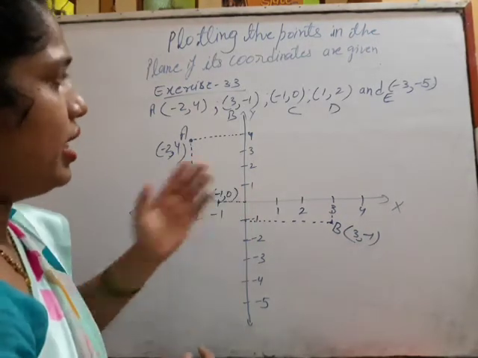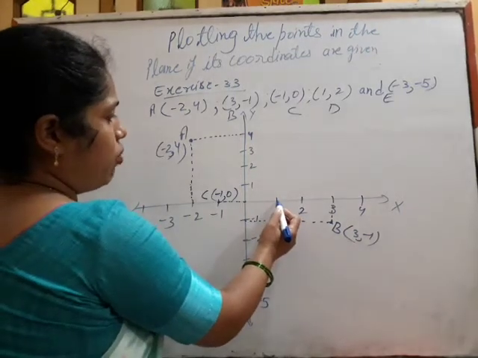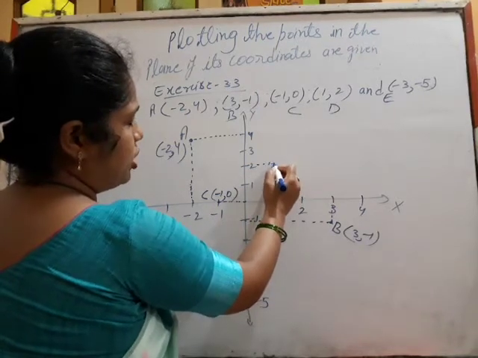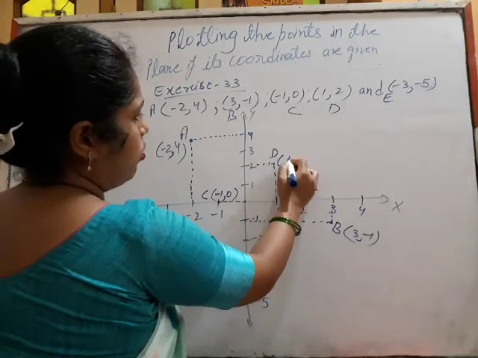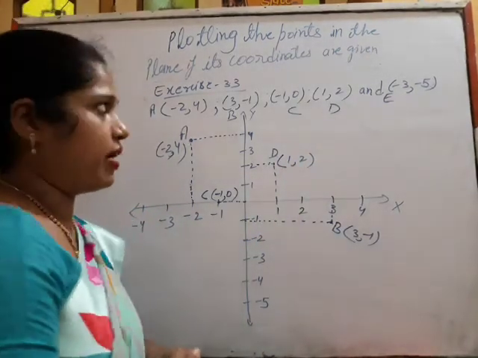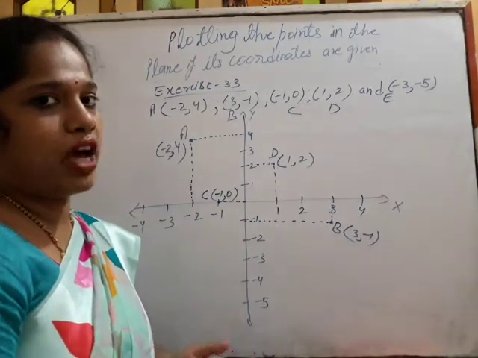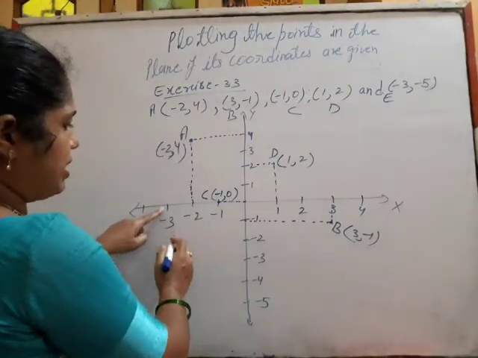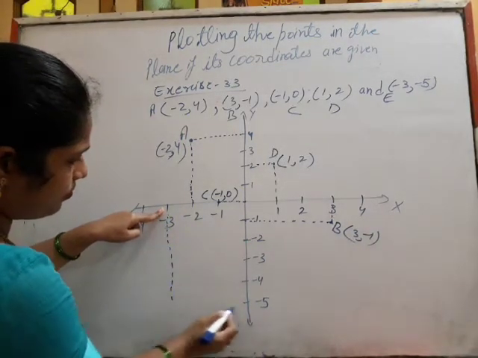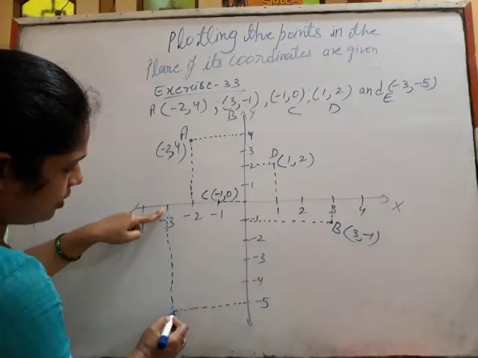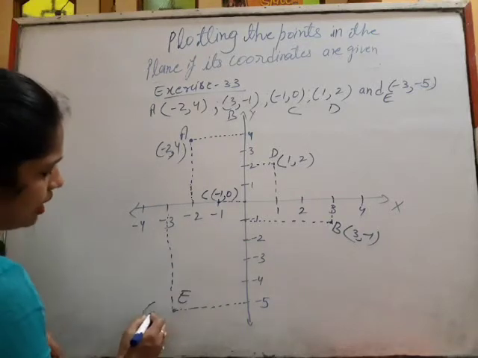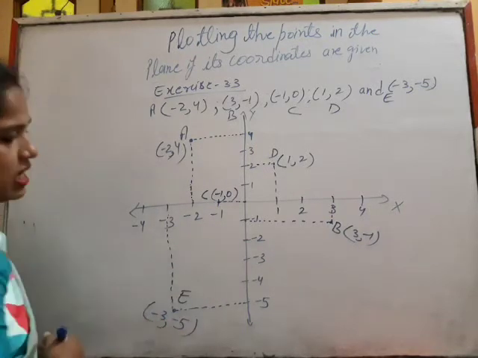Now point D, 1 and 2, both are positive. 1 for the x-axis and 2 for the y-axis. So this point will be D, 1 and 2. Now finally E, -3 and -5. -3 on the x-axis, -5 on the y-axis. Let us draw the perpendiculars like this. So the last point is E, whose coordinates are -3, -5.